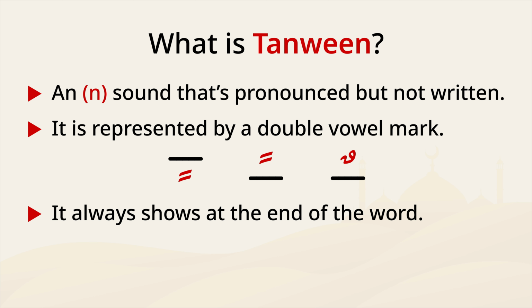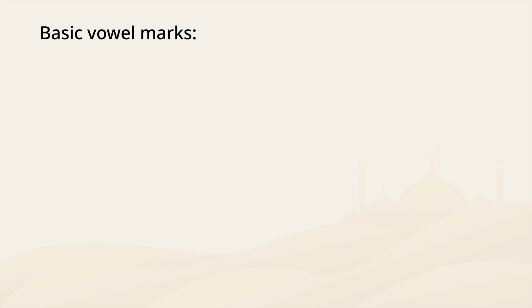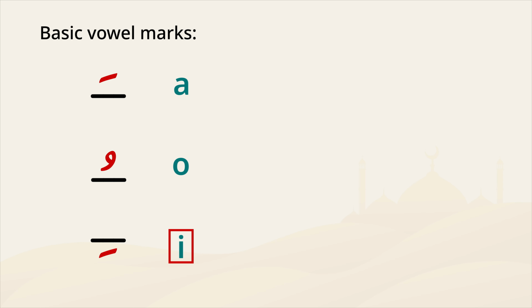Additionally, it generally indicates indefiniteness, similar to the indefinite article a or an in English. So a word with tanween is mostly indefinite. There are other meanings of tanween, but the major one is representing indefinite words. To understand tanween better, let's start with the three basic short vowels. The fatha is pronounced as a, dhammah is pronounced as u, and kasra is i.